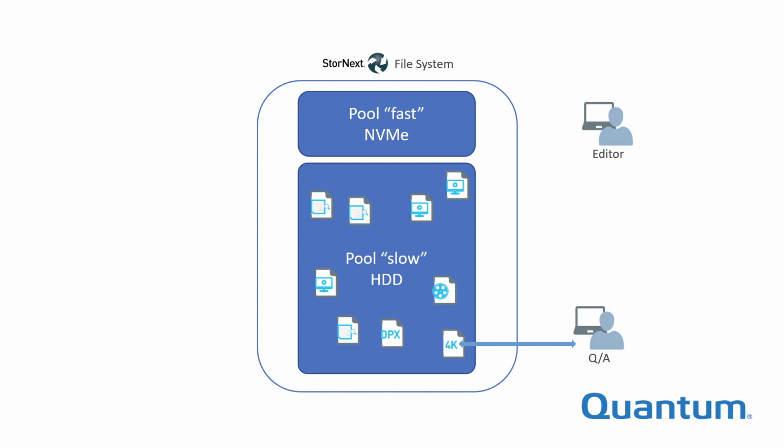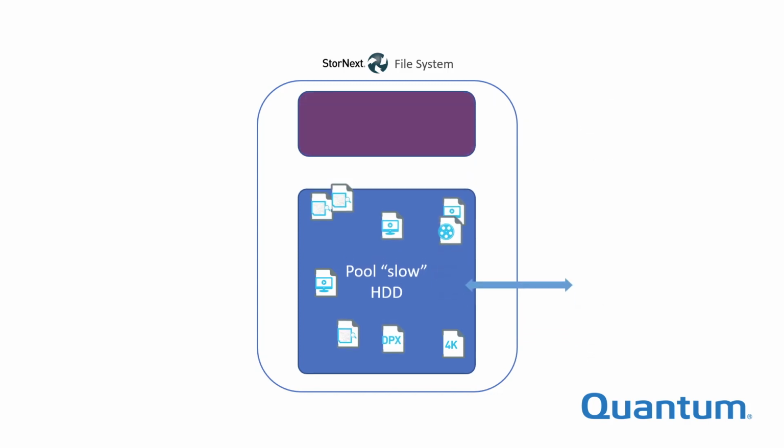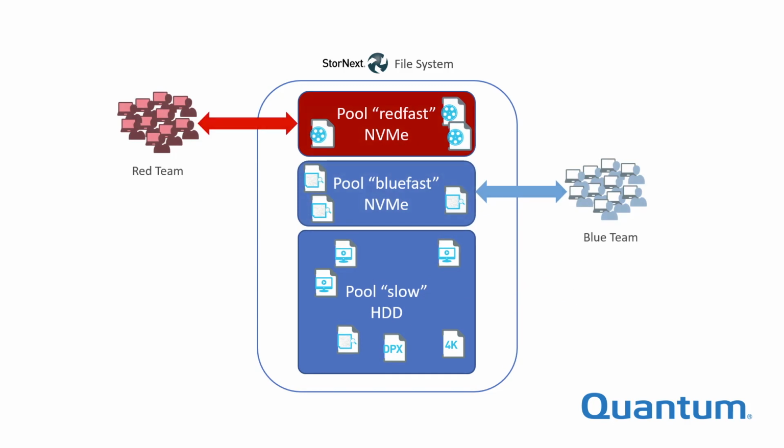Another use for pools is to isolate project content, so that activity on the files for one project does not impact performance on other projects. For example, with two projects named Red and Blue, if each has its own pool, high-performance access to their own files may be guaranteed to both teams, with no contention for storage bandwidth.